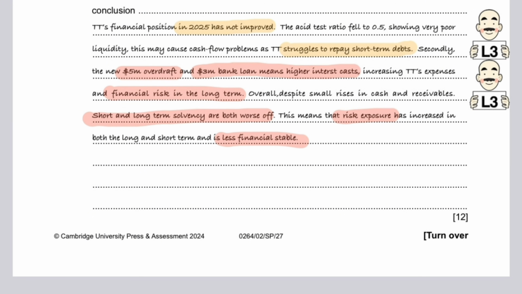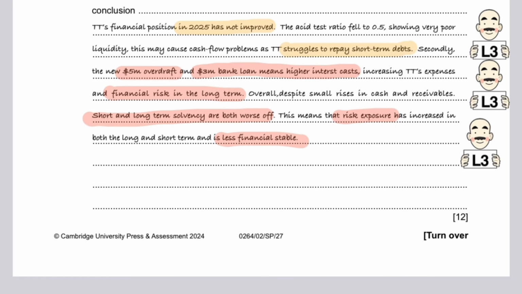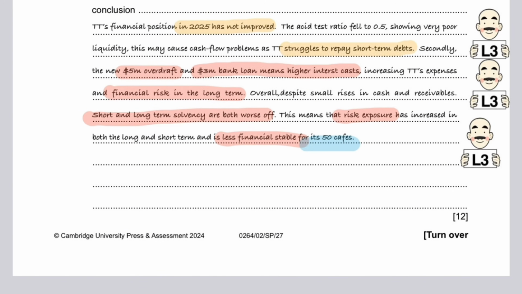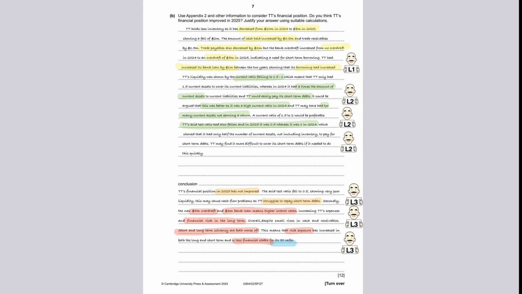And the last reason for why 2025 is not as good as 2024 is that although there is a small rise in cash and receivables, long and short-term solvency are worse off in 2025. And this means that the risk exposure is increased on both the long and short term and overall less financially stable. And this is the last level 3 mark. As you probably have already realized, I am lacking an application point in the conclusion, so I'm going to add it in right at the end. Watch this. And there we have it. We have our application right at the end, and the examiner is forced to give us this point.